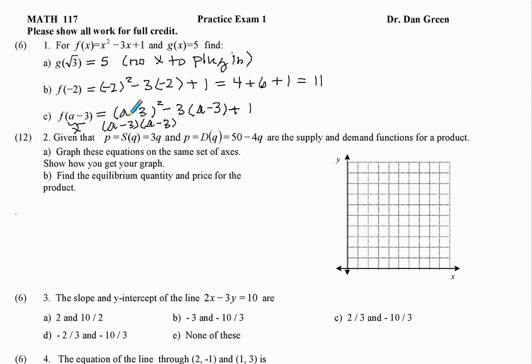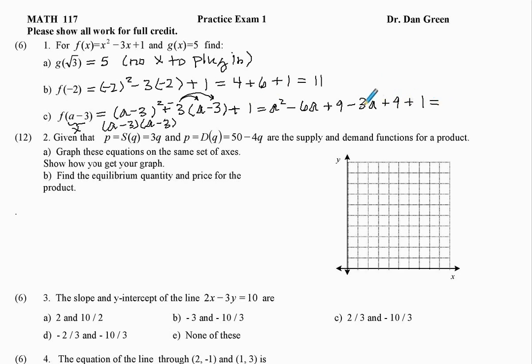So our first terms here would give us a times a, a squared. And then the outer terms, negative 3a. Inner terms, another negative 3a. That's negative 6a. And then our last terms, negative 3 times negative 3, positive 9. Let's go ahead and change this to add the opposite of 3. That negative 3 is going to distribute in times each piece. So negative 3 times a minus 3a. Negative 3 times negative 3 plus 9. And then plus 1 on the end.